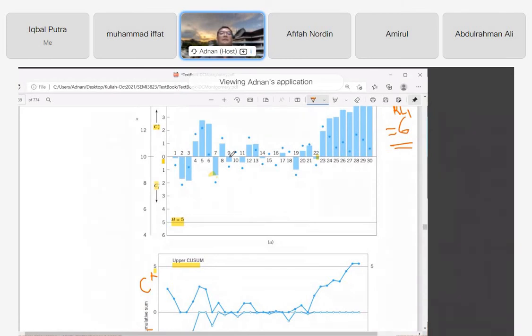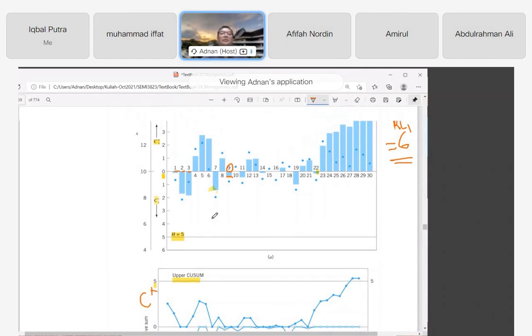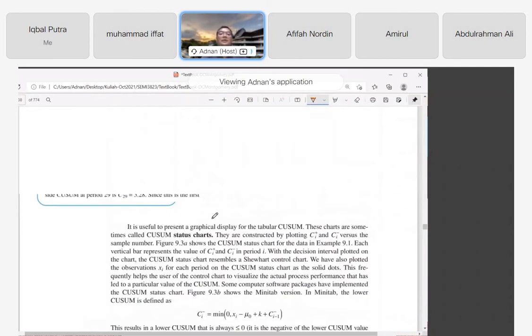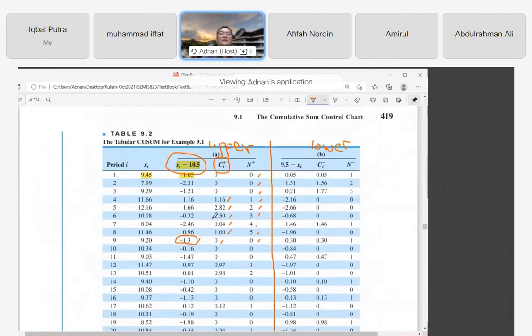See on this graph, number 9 here. So the C plus becomes 0. But on the other side, this one here has a value. On this side, 0, 0, 0 on the C plus, but the C minus has a value. So this is what this formula is showing.